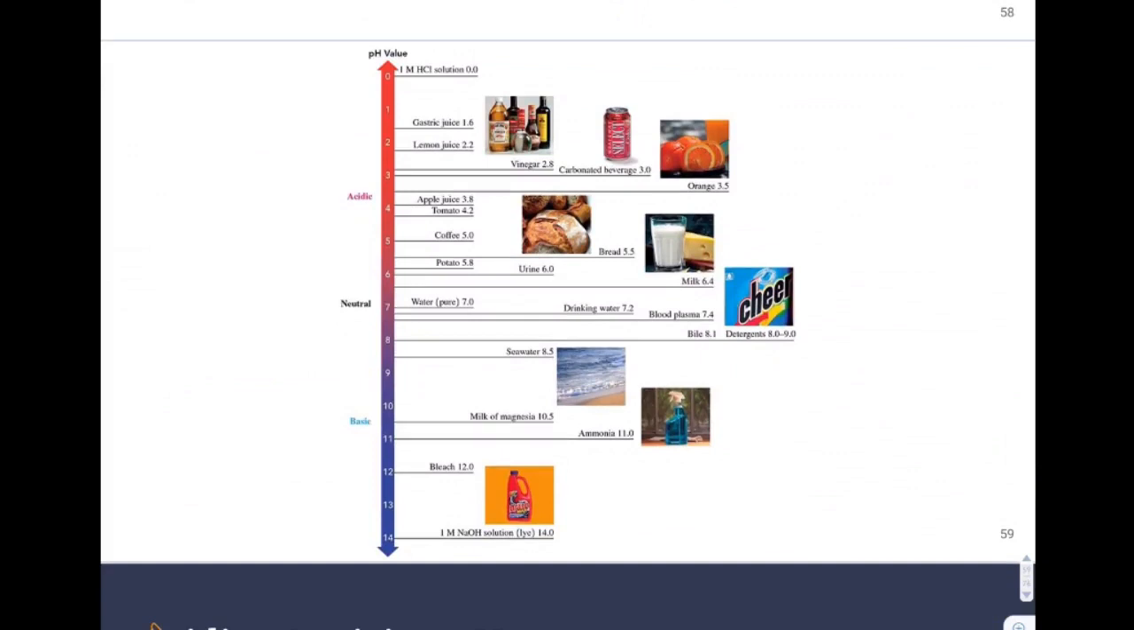This is just a list of some pHs of common things you can take a look at to kind of get your bearings on what pH means. pH is talking about the concentration, not the strength. So you can have something that is very strong with a very neutral pH, or you can have something that's very weak with a very low pH, or a high pH.